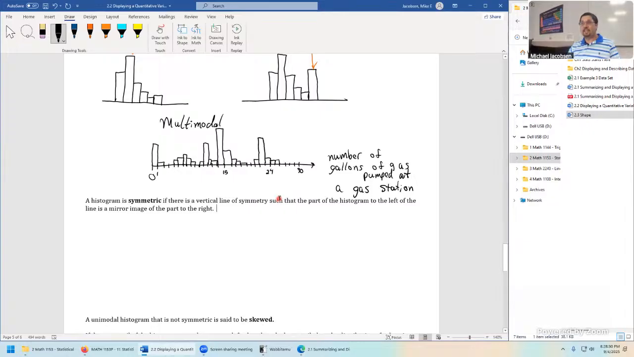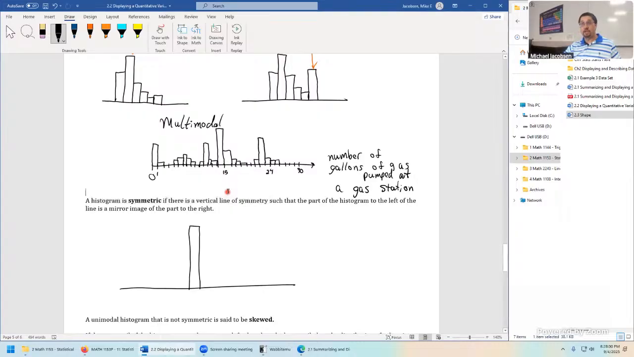Now, symmetric data is like the gold standard of nice data. It's easy to handle. Your statistical conclusions are going to be very strong. There will be no worries that they didn't meet the requirements. And here's what it's going to look like. It says your histogram is symmetric. There's a vertical line of symmetry that you could place so the left-hand side is a mirror of the right-hand side. So let's draw something that seems to fit that description.